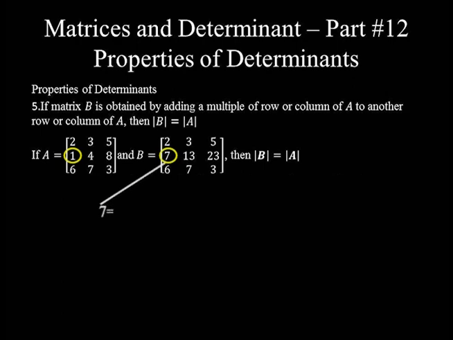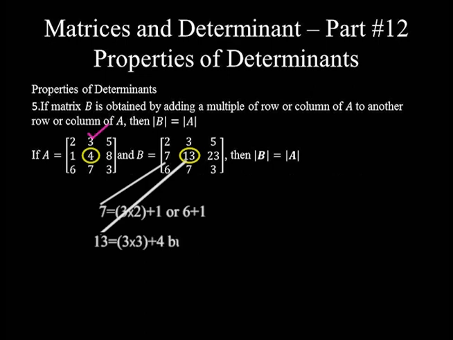7 means either 3 times the first element of row 1, that's 2 plus 1, or the first element of row 3, that's 6 plus 1. We can draw a number of relationships, but for the time being, let's pick only these two. When we move to the row 2 column 2 entry, row 2 column 2 of A is 4, but row 2 column 2 of B is 13. 13 means 3 times the second element of row 1, that's 3 plus 4. But the second element of the third row, that's 7 plus 4, is not equal to 13. Rather, it's 11. So this relationship doesn't work.